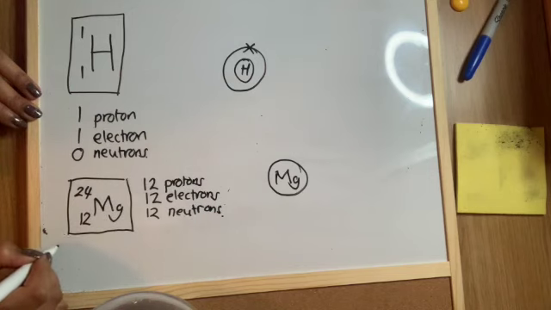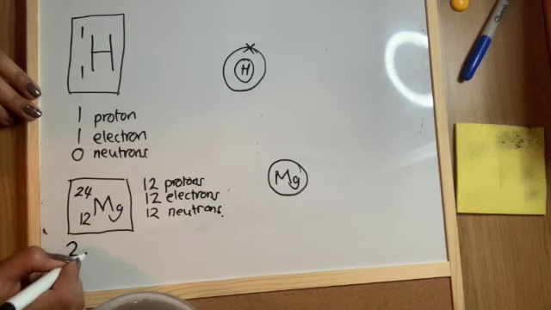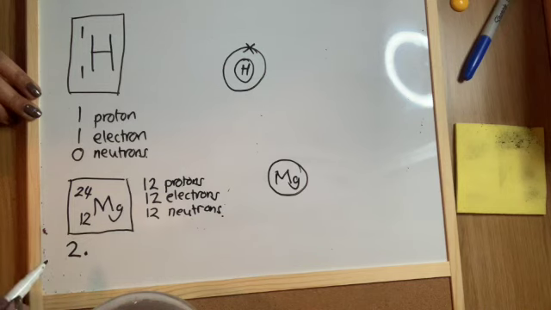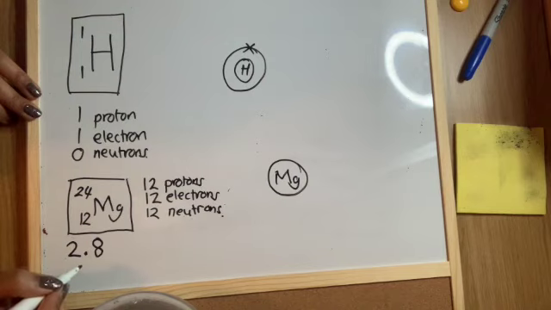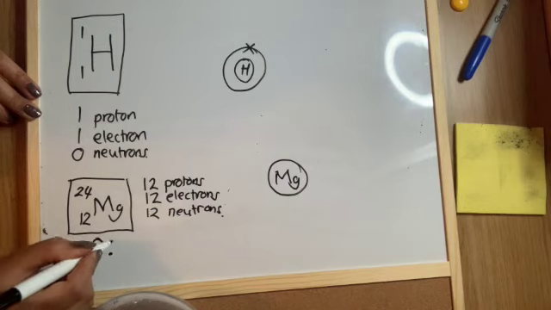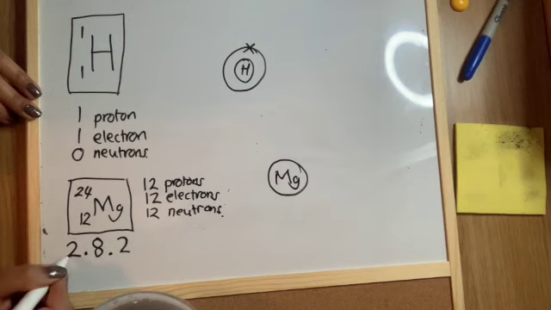So I'm going to write the configuration first. On my first electron shell, I will have 2 electrons. But then I've still got 10 that I need to put on. So that means on my second electron shell, I'm going to need 8. I can't put any more than 8 because my second electron shell will be full, because those are the rules. So then on my third electron shell, I will have to put the remaining 2. So I've got 2 and 8, which is 10, and then 2, which makes my 12.